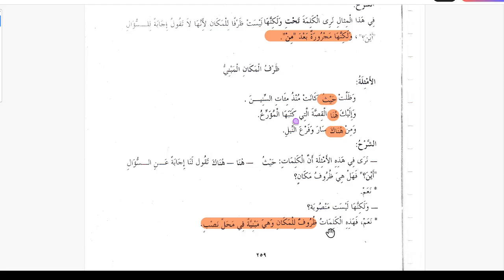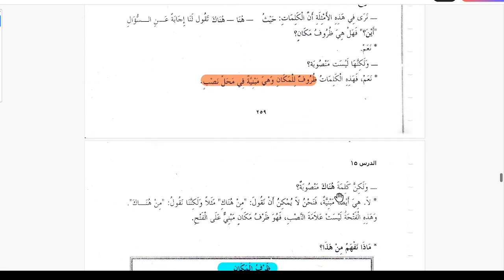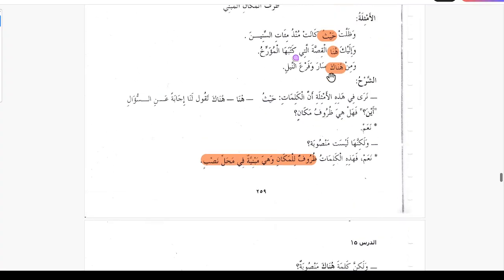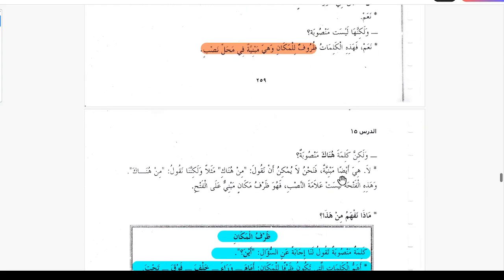Naam, فهذه الكلمات ظروف للمكان. Yes, these words are adverbs of place, وهي مبنية في محل نصب, and they are mabni in place of nasab. Again, ولكن كلمة هناك منصوبة, but hunaka is mansoob? لا, no, هي أيضا مبنية, this is also mabni.